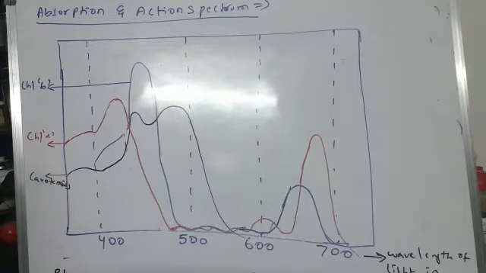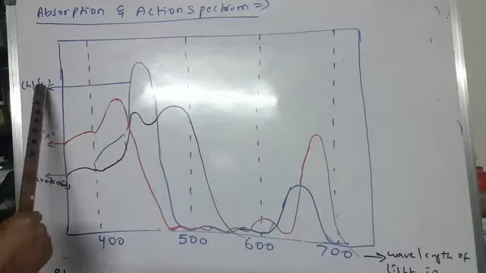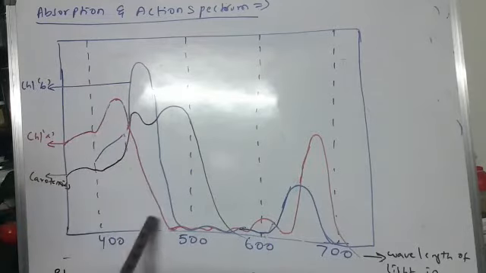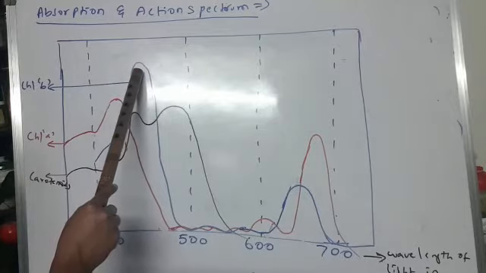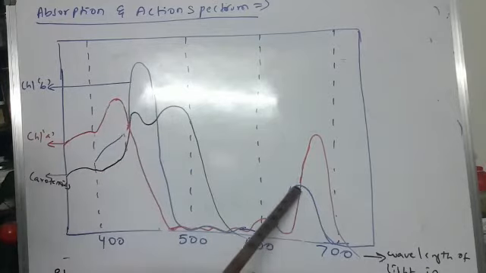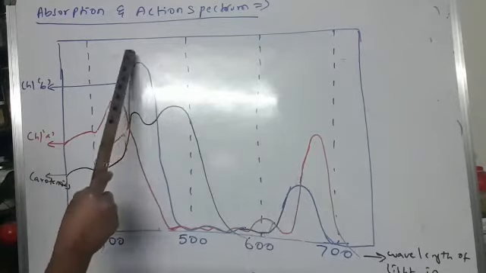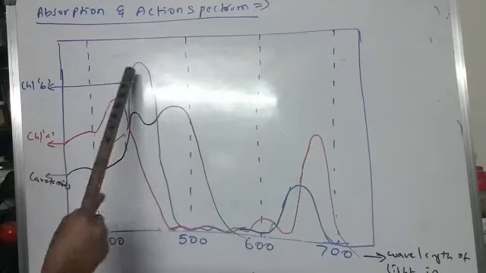Here we have seen the absorption spectrum of chlorophyll B. Chlorophyll B can absorb blue light and also red light, and these two peaks give us this information.